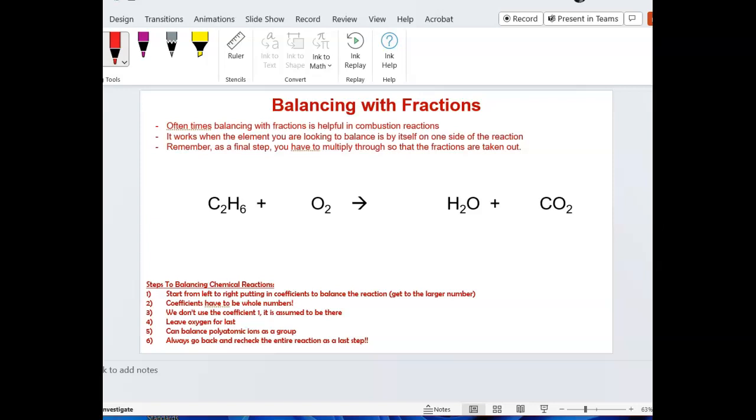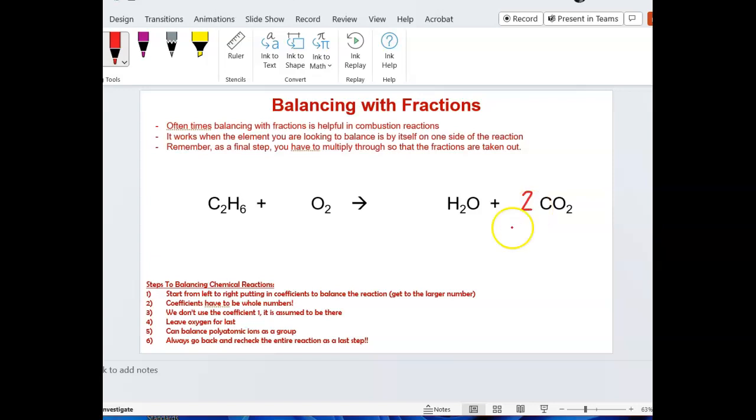So I'm going to use fraction balancing with these combustion reactions and save oxygen for last. The reason we do that is because oxygen's sitting here by itself, and we can easily balance it when it's sitting alone and put whatever we want in front of it without changing the other elements. So that's why we want to save oxygen for last. Again, on the right-hand side, we have oxygen in 2 places in these combustion reactions, so you want to be careful.